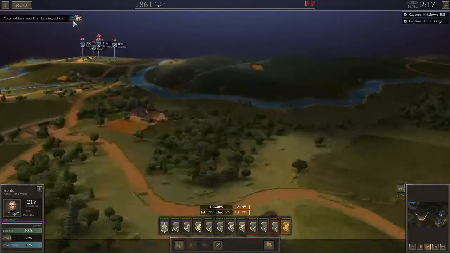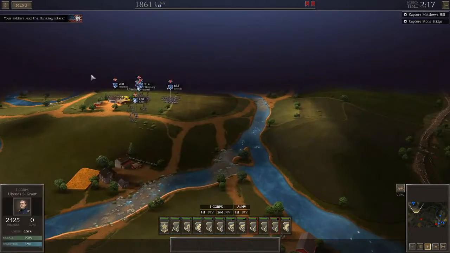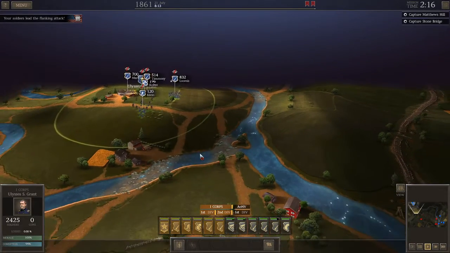Soldiers, your soldiers lead the flanking attack. Great to know.